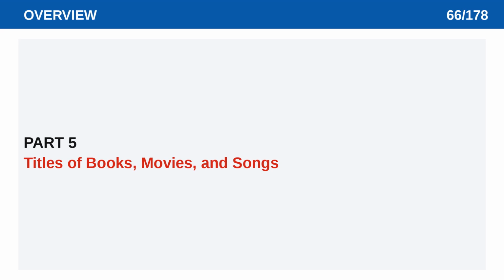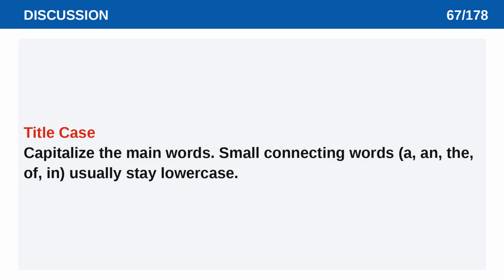Rule 5 is about titles of books, movies, and songs. When we write the title of a book, a movie, or a song, we capitalize the main, important words. Small connecting words, like a, an, the, of, and in, usually stay lowercase, unless they are the very first or last word of the title. This pattern is called title case.